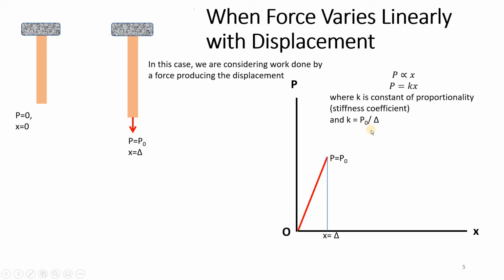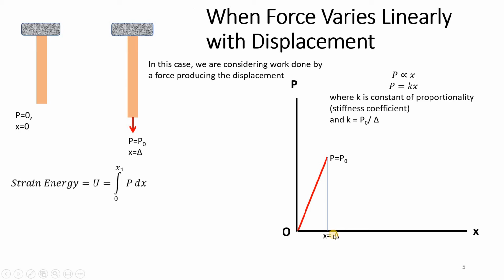It is the ratio of the applied load to the displacement. So K is basically the slope of this diagram, equal to P naught over delta. If it is a straight line, it will have a constant slope. So K is the slope of this diagram, equal to P naught over delta. Now with this information in mind, we are interested in finding the work done by the P force, the work done when the displacement changes from 0 to delta.